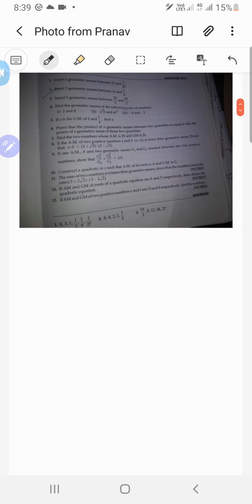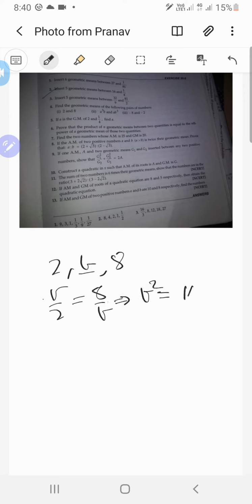The next question is find the geometric means of the following pairs of numbers. Fine. So 2 and 8, you have to find the geometric mean. So 2, something, and 8, this is supposed to be a GP, which is an increasing GP basically. Fine. So this is going to be, say, b. Then b by 2 equals 8 by b, which means that b squared is equal to 16, which means that b should be plus minus 4, but this is supposed to be an increasing GP, so it cannot be minus 4, so it has to be plus 4. This was easy.